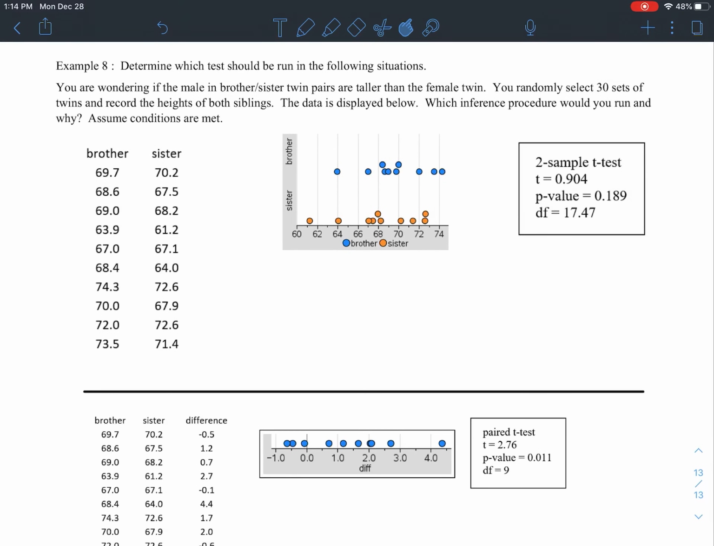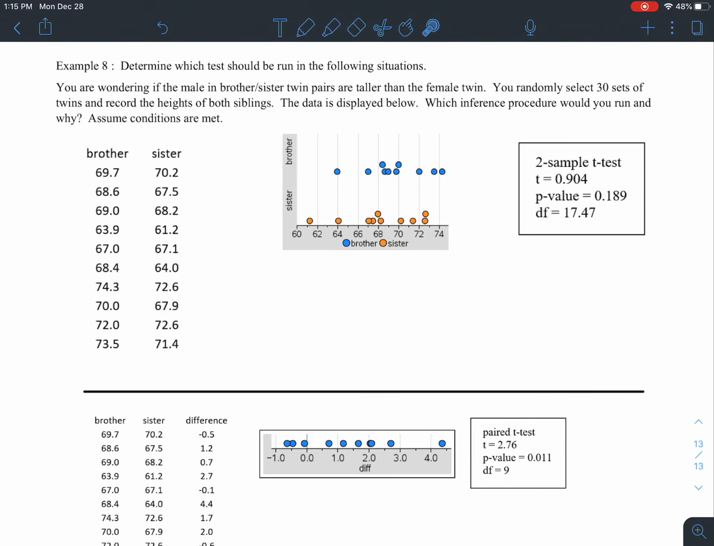Okay, our final page here on the notes is looking at 2 different ways of tackling this problem and trying to figure out which of these 2 inference procedures would be the better one to run given the following situation. You are wondering if the male in a brother-sister twin pair is taller than the female twin. So typically, if that's normally what happens, the brother is normally taller than his sister, who is his twin. You randomly select 30 sets of twins and you record the heights of both siblings. You can see that that is what we have given right here. Okay, the data is displayed below.